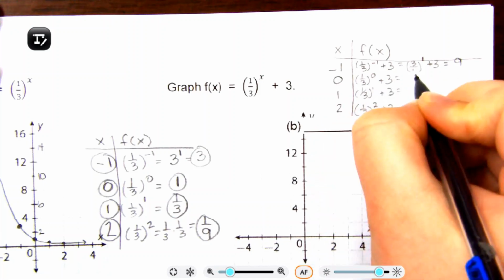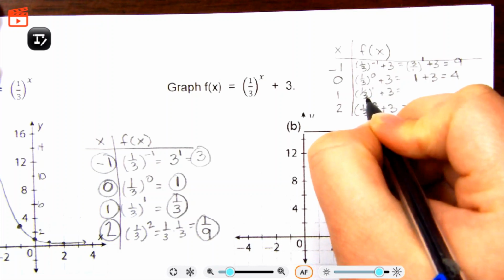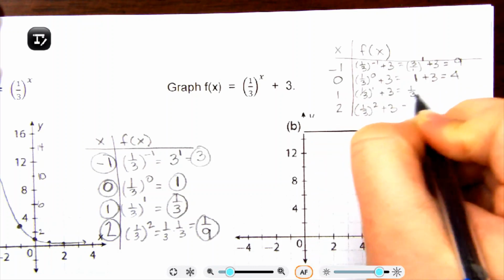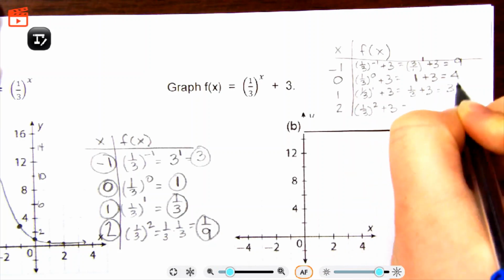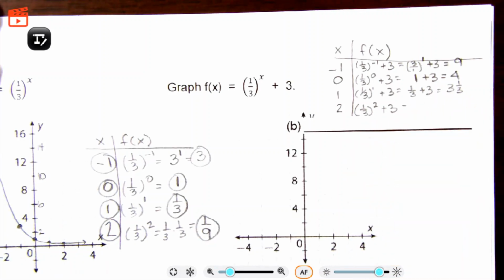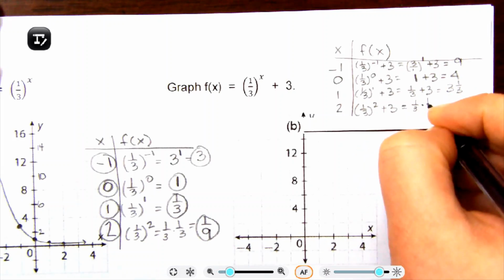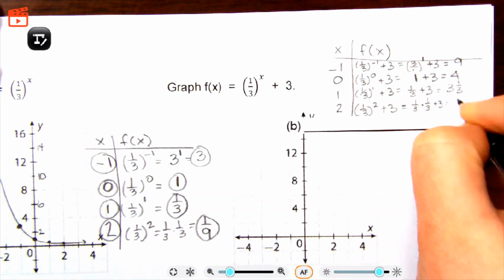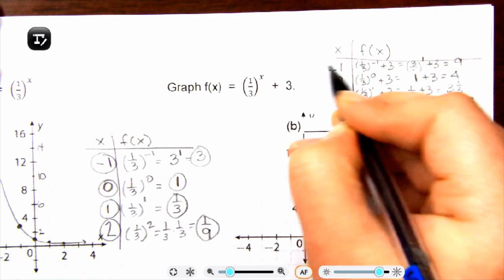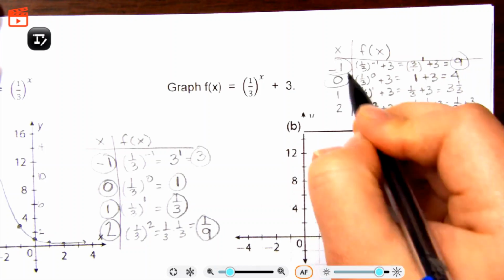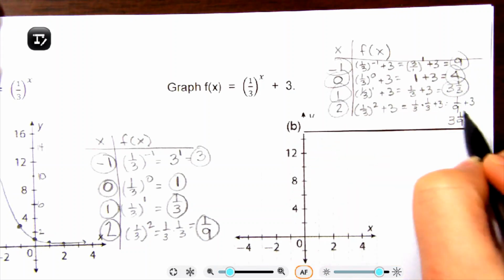Anything to the 0 power is 1. 1 plus 3 is 4. 1/3 to the first power is 1/3. And then here's the trick. This says 3 and 1/3. So this is 1/3. This is 3 and 1/3. And then this is 1/3 times 1/3 plus 3. This is 1/9 plus 3. So this is 3 and 1/9. So again, input, output, input, output, input, output, input, output.